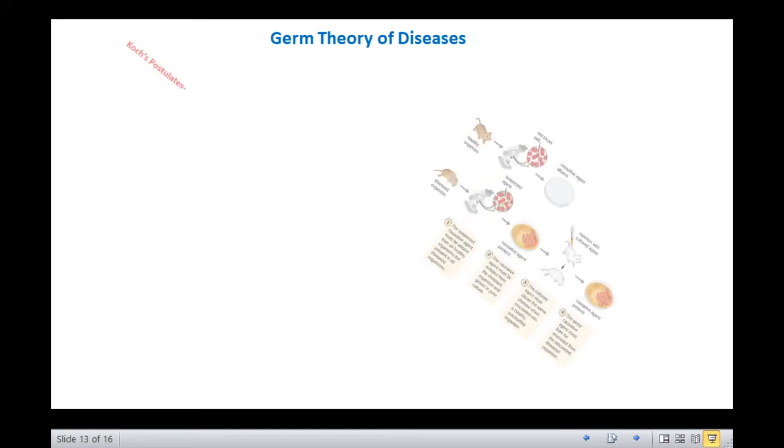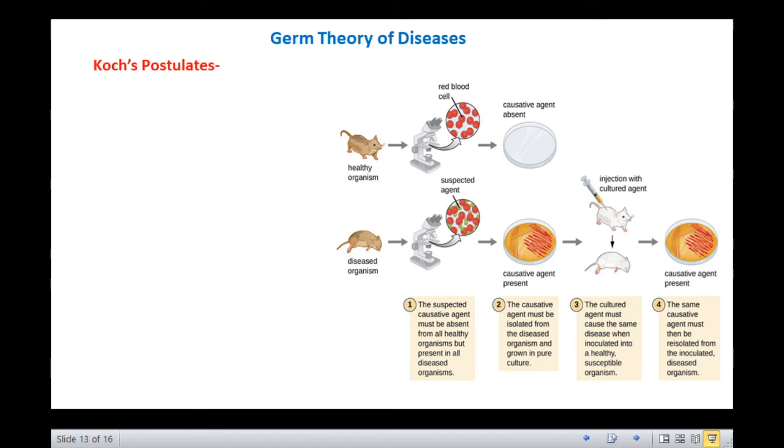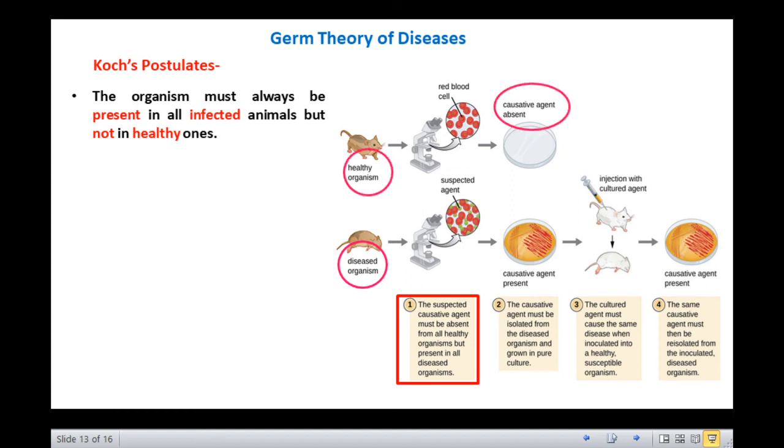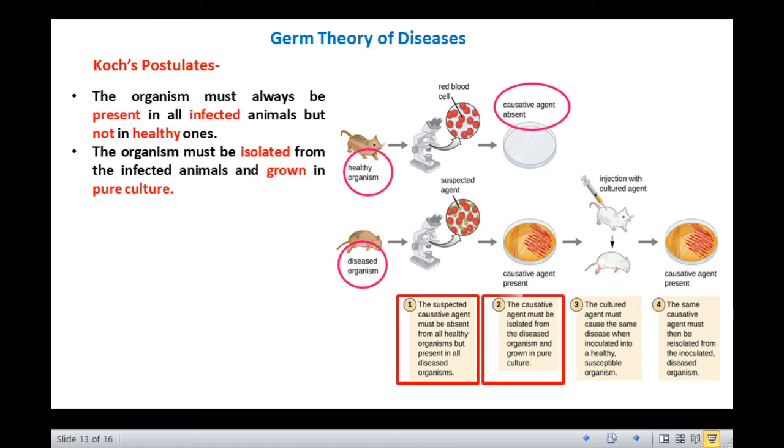On the basis of these and other experiments, Koch formulated what we now call the Koch's postulates for proving that a specific type of microorganism causes a specific disease. Koch's postulates are: the organism must always be present in all infected animals but not in healthy ones. The organism must be isolated from the infected animals and grown in pure cultures.